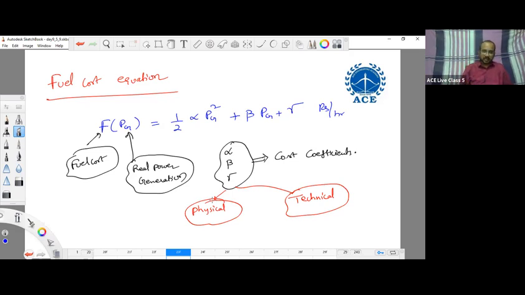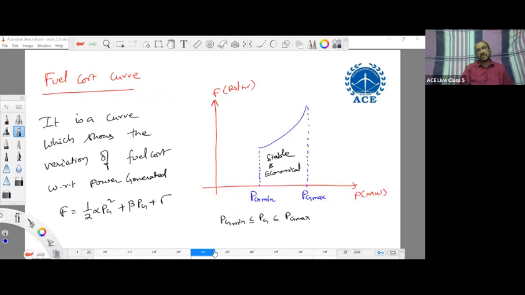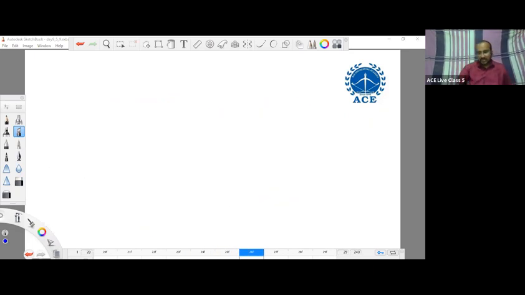A fuel cost curve shows the variation of fuel cost in rupees per hour with respect to power generation in megawatt. So what is our objective here? To minimize the fuel cost. So the fuel cost equation f of Pg is what?